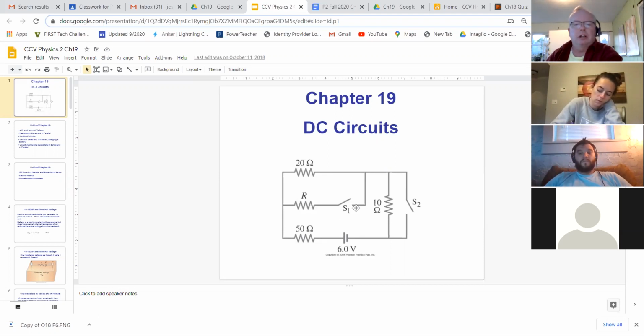So if this switch is closed, right now R is not part of the circuit. But if you close the switch, then current is going to flow through it. And then this switch over here, S2, what this would essentially do would be to bypass the 10 ohm resistor.